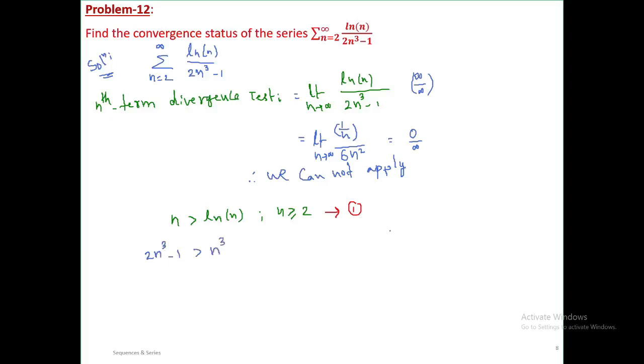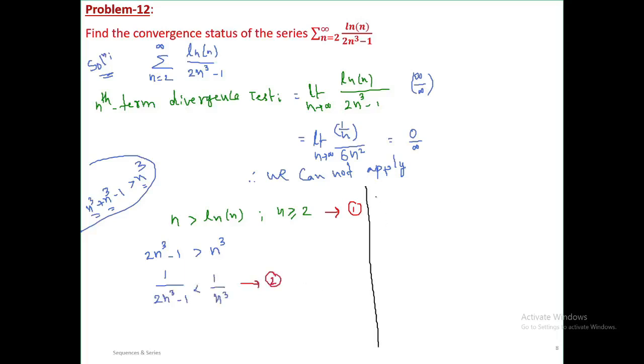Because here 2n cube means what? Actually n cube plus n cube, right? So n cube plus n cube minus 1 is always more than n cube only. Because why? Here 2 times n cubes are there, here only 1 time n cube is there. Understood? So therefore 2n cube minus 1 is more than n cube. So therefore 1 upon 2n cube minus 1 is less than 1 upon n cube. And assume this is number 2.